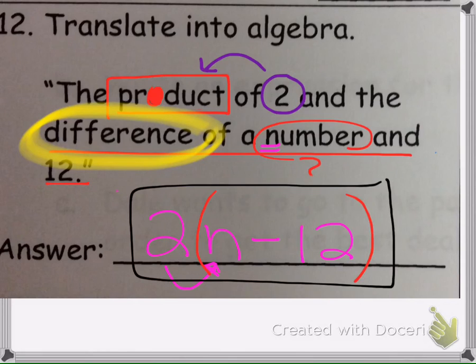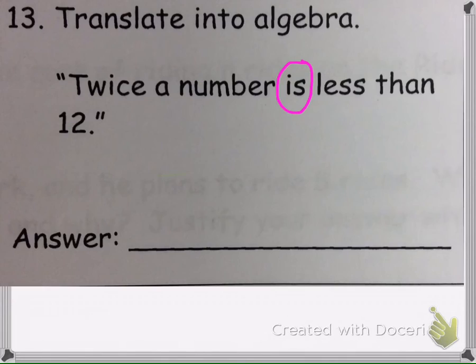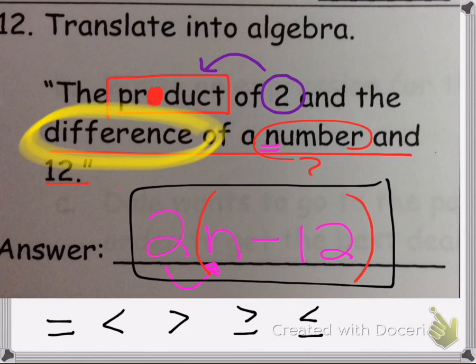Now again, notice this is called an algebraic expression because there is not one of these symbols in our answer here. Whereas this problem here will need a symbol because it has the word "is." And then since it has less than, we would need one of these. But our problem we were working on does not have that.